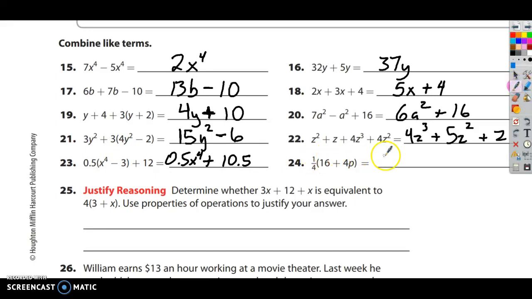Okay, a fourth of 16 is just 4. And a fourth of 4 is 1, so it's 1p. And so it's just 4 plus 1p. Or you could write that as 4 plus p. Or you could write it in any order you want. 4 plus 1p or just 4 plus p. All right, a couple more word problems and then we'll be done with this page. Good job.